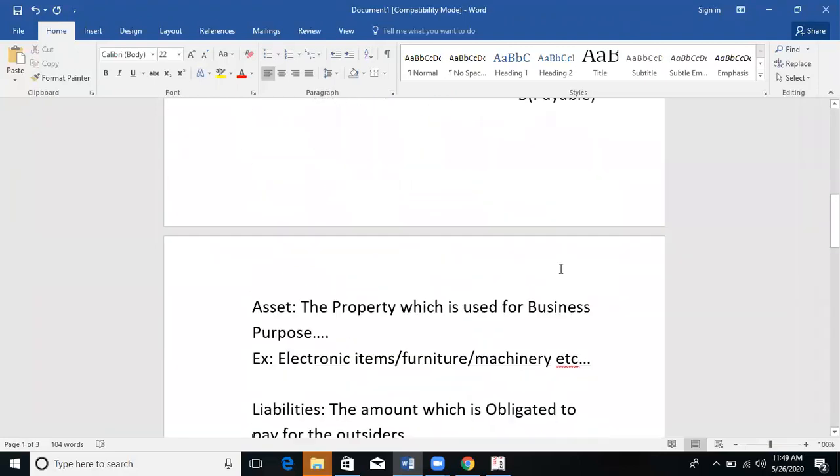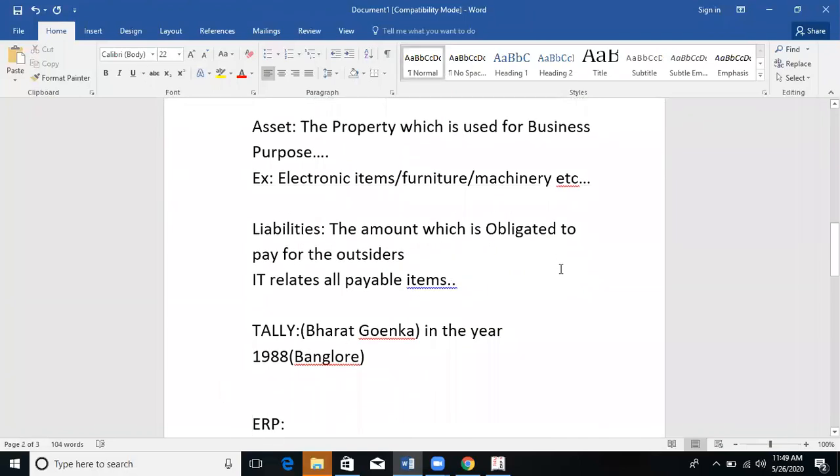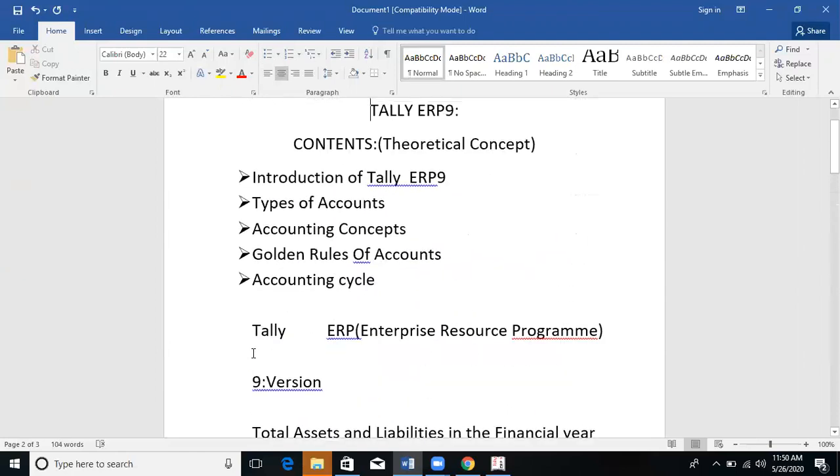And who was the founder of Tally ERP 9? Bharat Goenka. In which year was it founded? 1988. Till 1988, it was manual. From 1988, it was practical implementation.